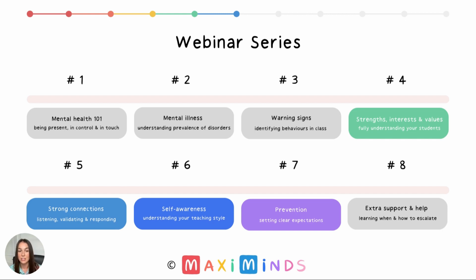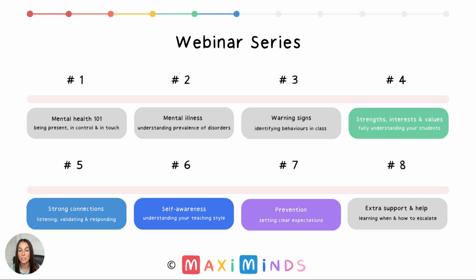And then also the self-awareness, understanding your own teaching styles and your own position as amazing role models for the girls, but also how that could be impacting in a positive way their own mental health. And then also looking at prevention strategies. So they're more, we'll go into depth as to how to do that.